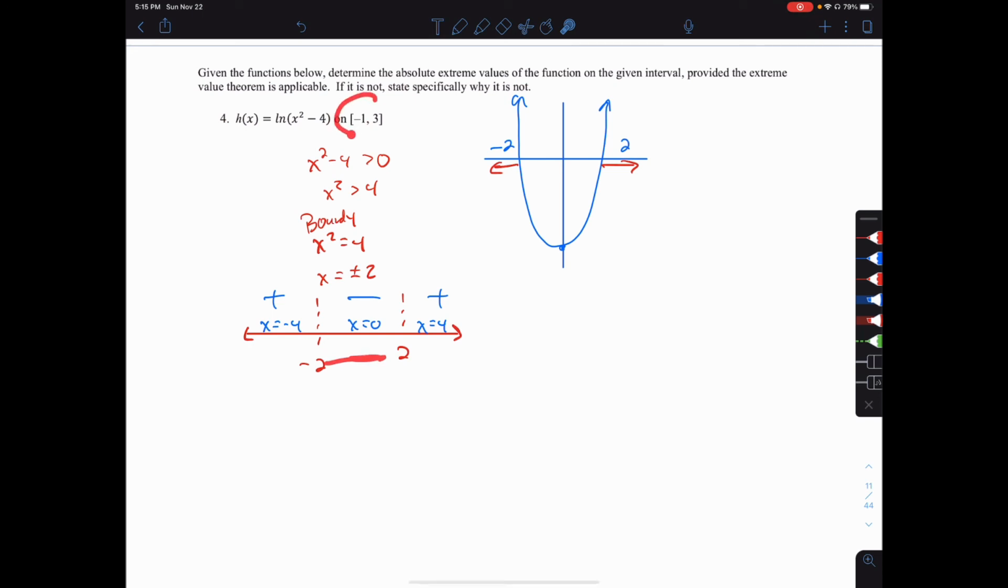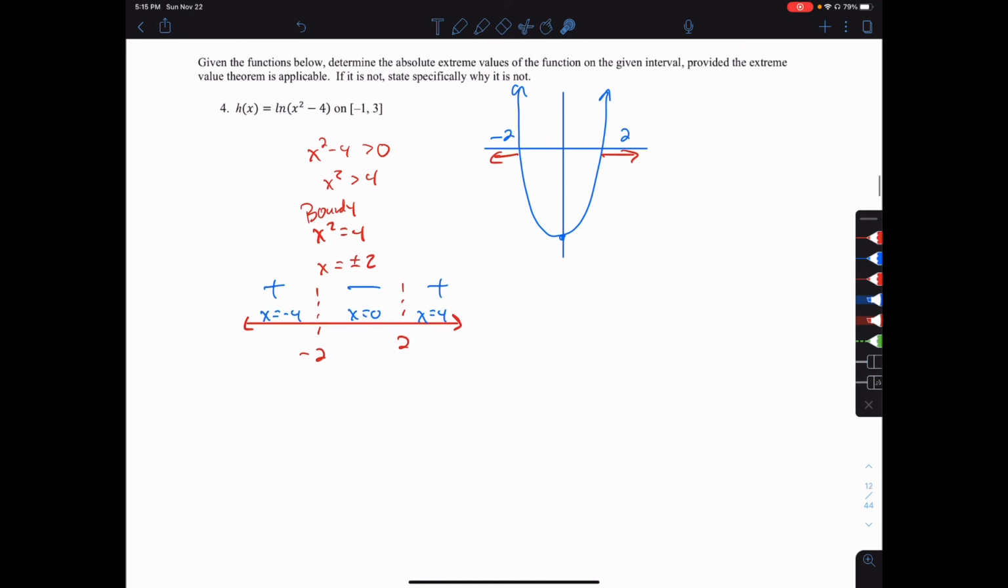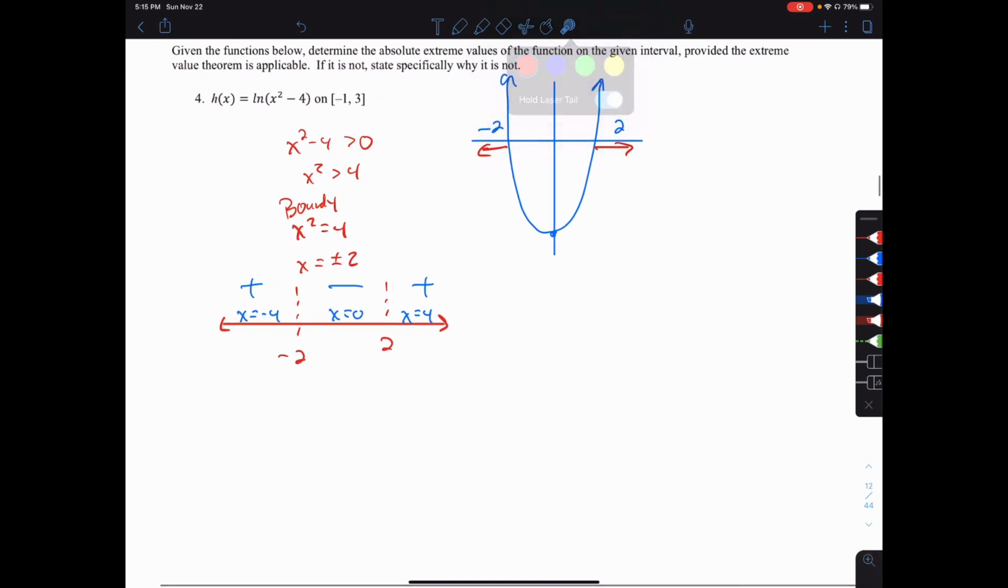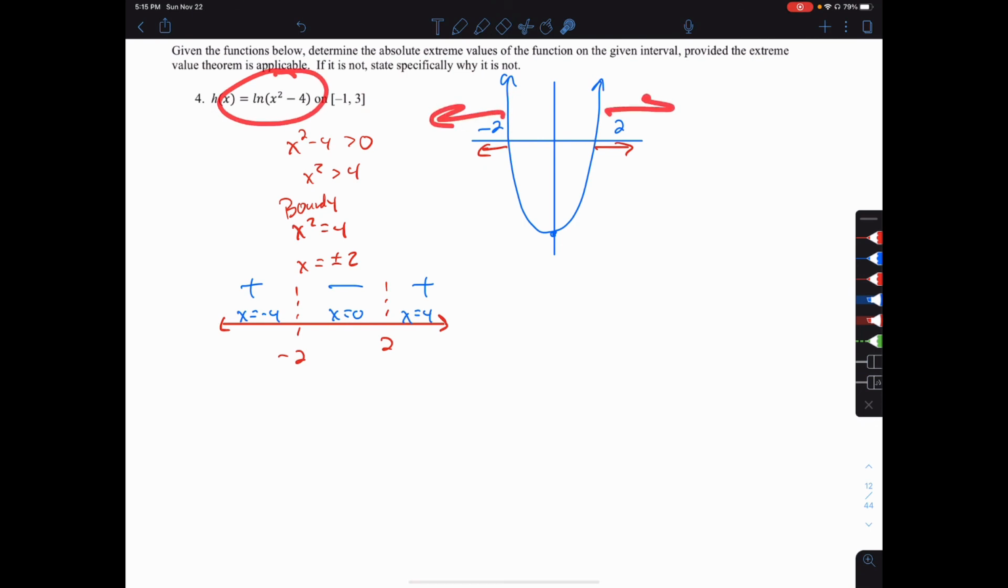And if you look, this domain it's referring to is from negative 1 to 3. So the extreme value theorem does not apply because this function only exists to the left of negative 2 and to the right of 2. There's numbers in here on this closed interval that are not a part of that. So we could say from this that negative 2 to 2 are excluded. Actually, including those.